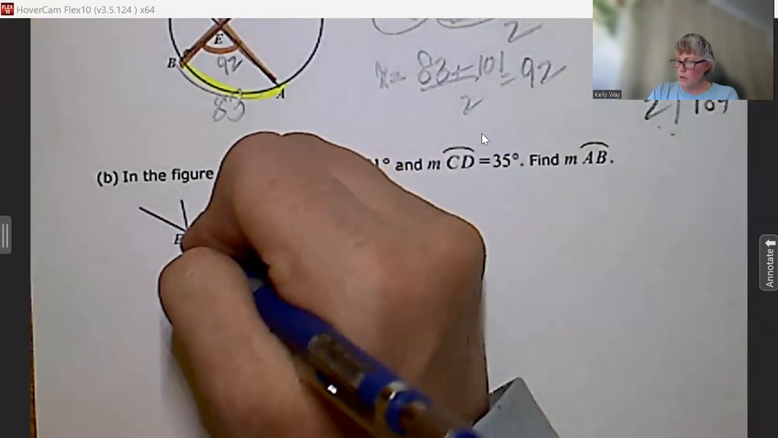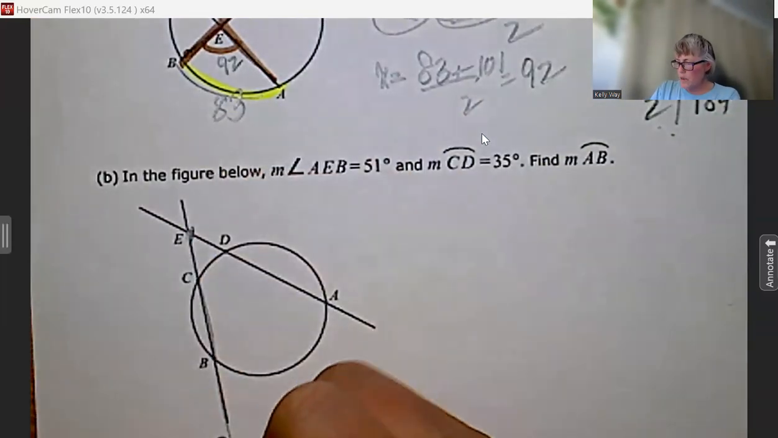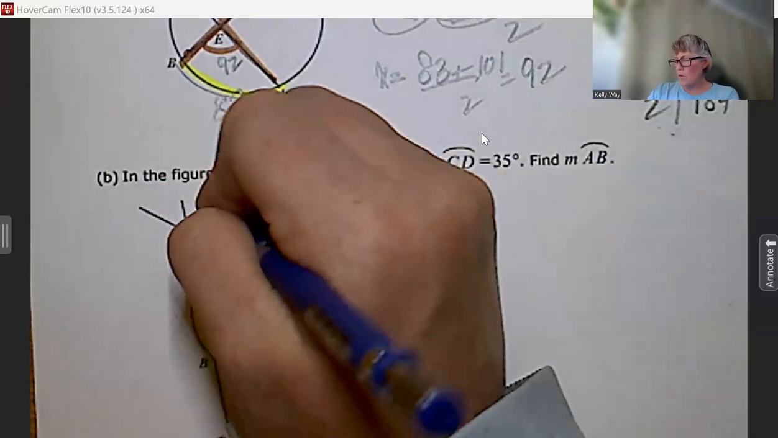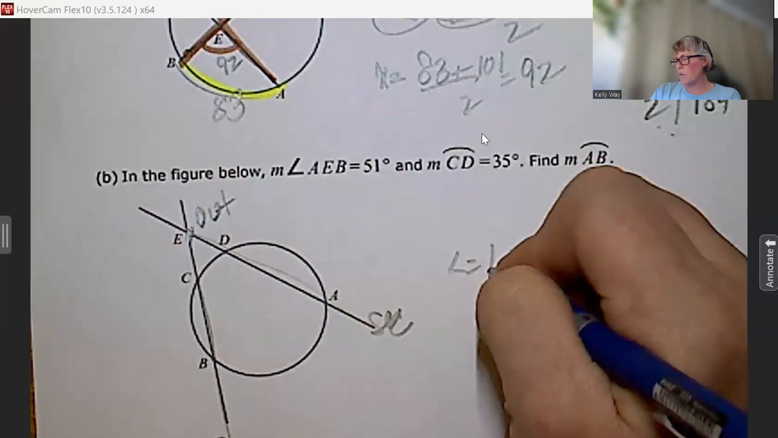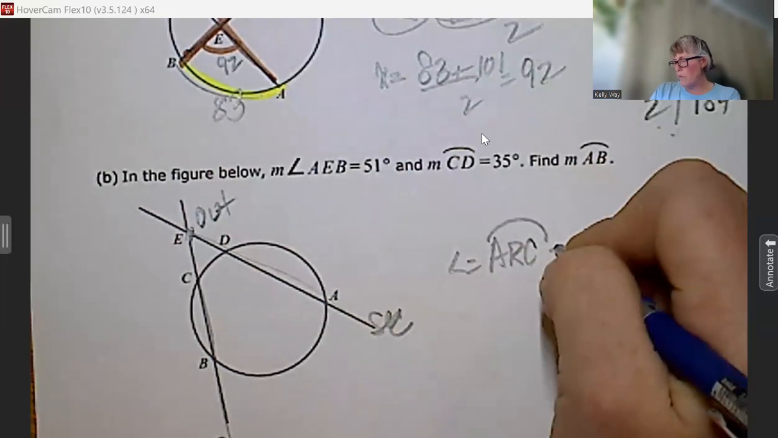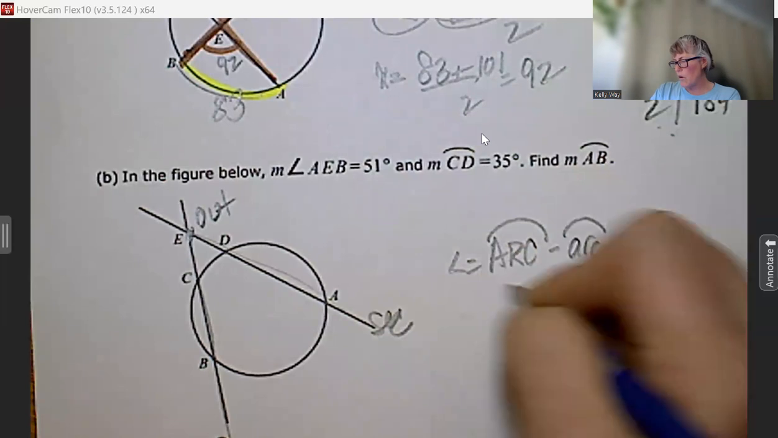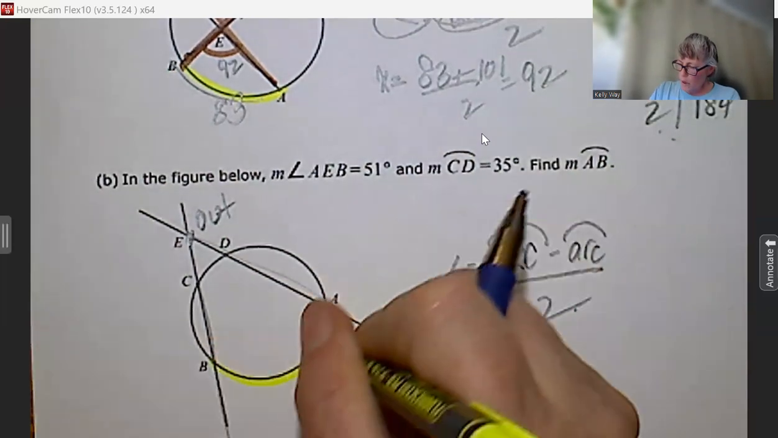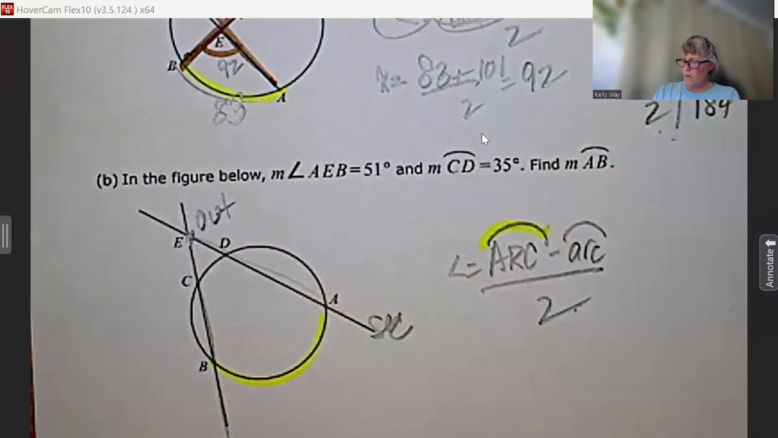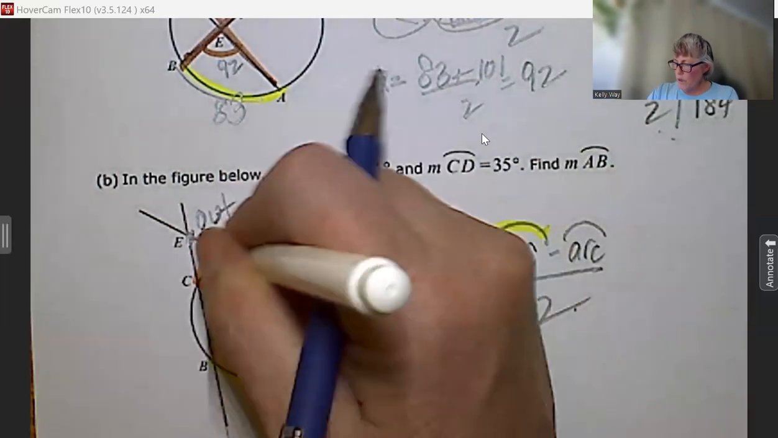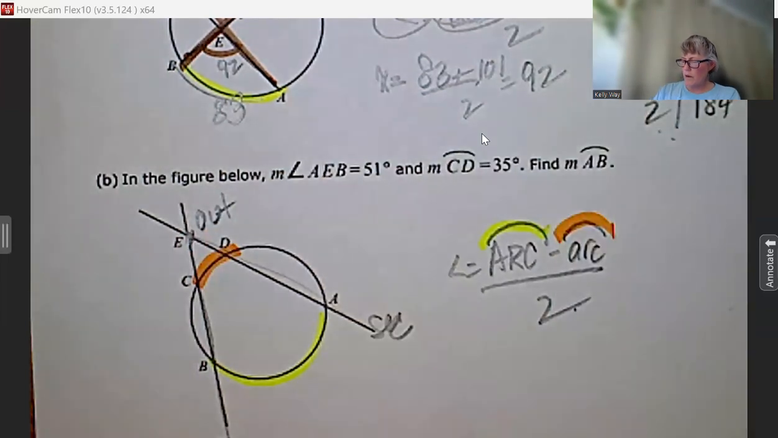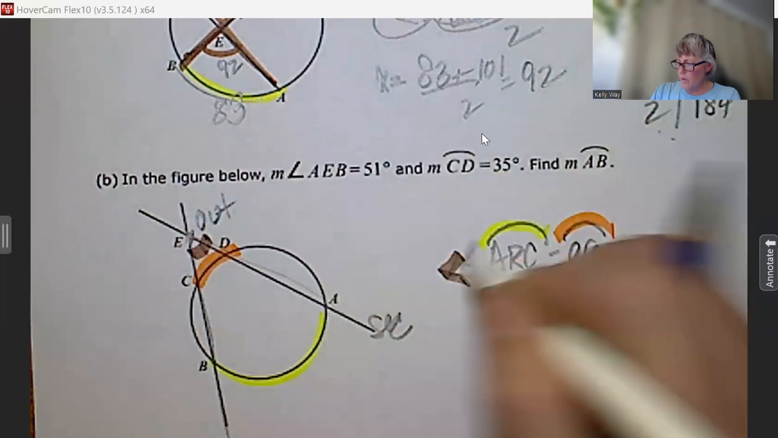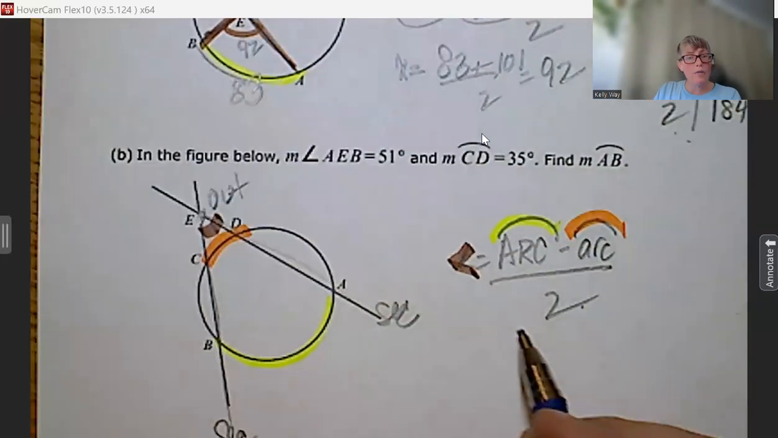This right here, these are 2 secants. So this is a secant, secant. That's an out. So angle equals big arc minus little arc over 2. Let me color code everything. Your big arc would be right here. Your little arc would be right here. And then the angle we're working with is going to be back here. Let's see what we have.